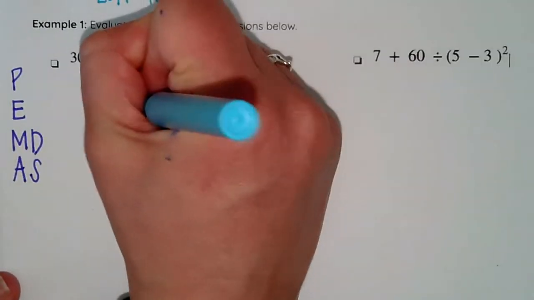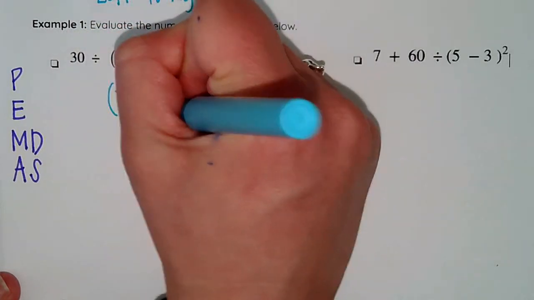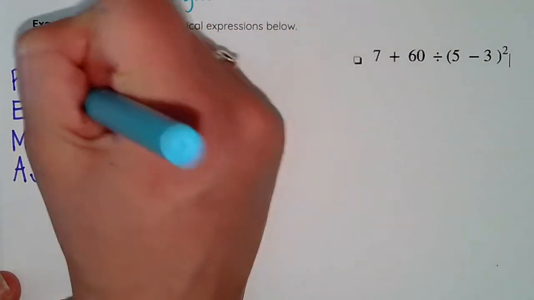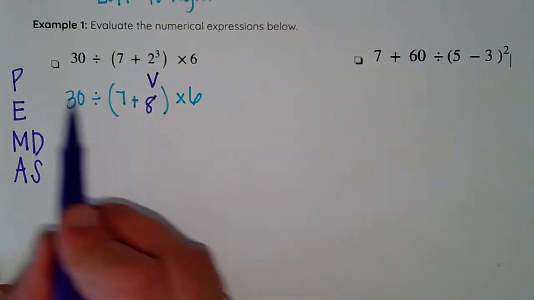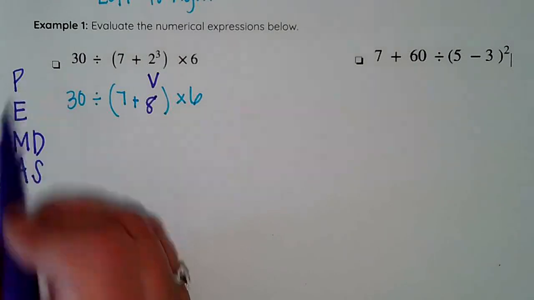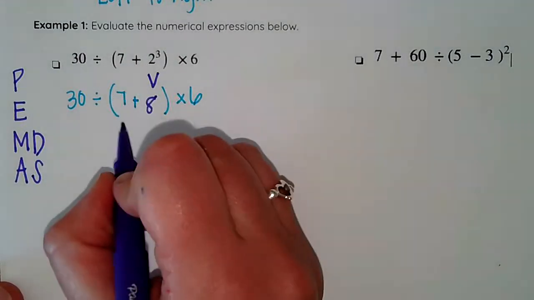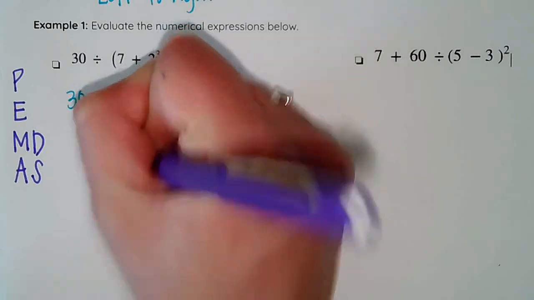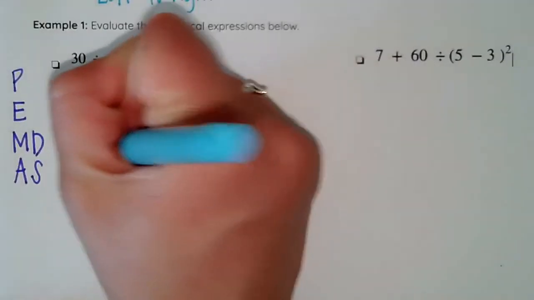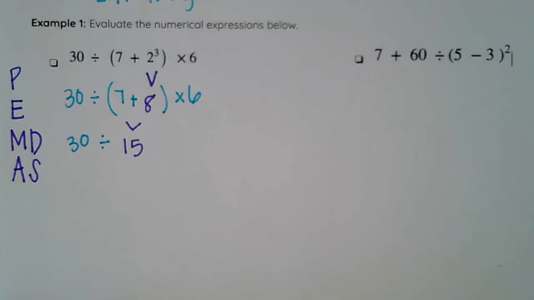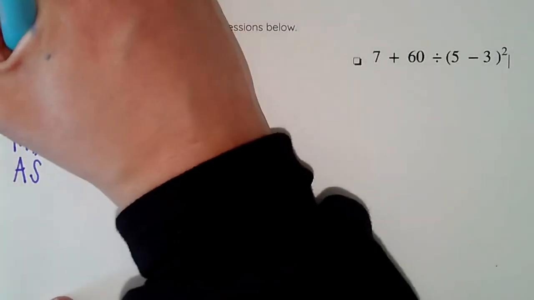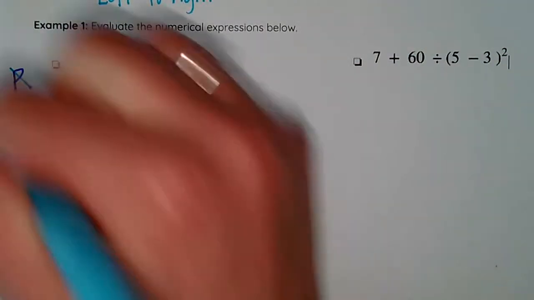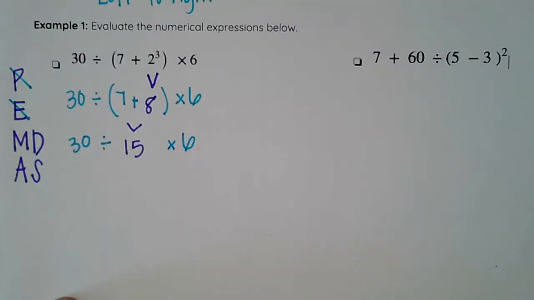Now I need to bring everything back down. I can't lose my parentheses yet. I still have things to evaluate inside. Okay, I am not yet done with my parentheses, so I can't get rid of that yet. Still inside those parentheses, 7 plus 8 is 15. Again, I'm going to bring everything else down. There's nothing left to evaluate in my parentheses, so I can lose those now. All right. I finished with my parentheses. I take a look. There are no more exponents. I am done. And then I've got multiplication and division.